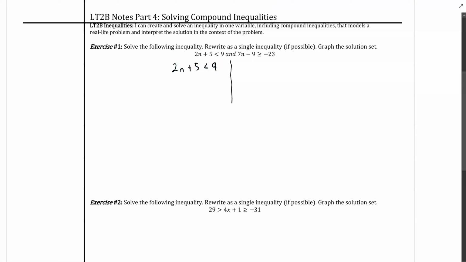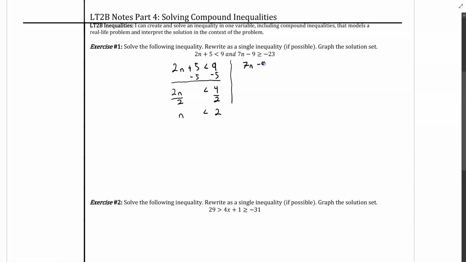So what does that look like? Well, first we'll subtract 5 from both sides, which gives us 2n is less than 4. And then from here, we can divide both sides by 2, leaving us with n is less than 2. Okay, we're done with the first inequality. Now we can move on to the second inequality.